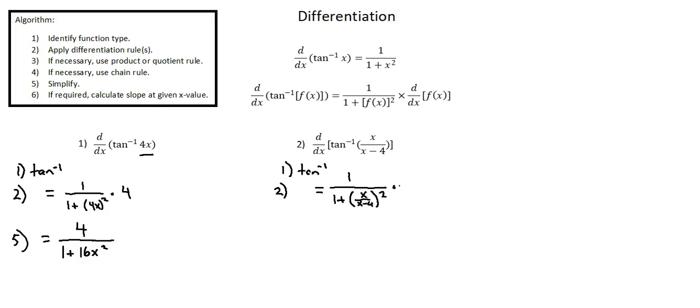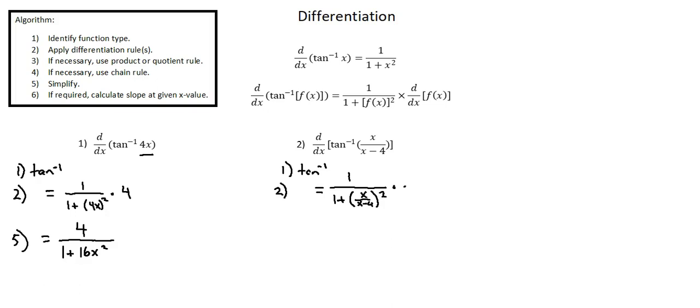We're going to multiply by the derivative of that argument. So our inner function is x over x minus 4. We want the derivative of that function. Now, looking at our algorithm, we are at step 3. If necessary, use product or quotient rule. So we do have a scenario in which we're going to use the quotient rule.